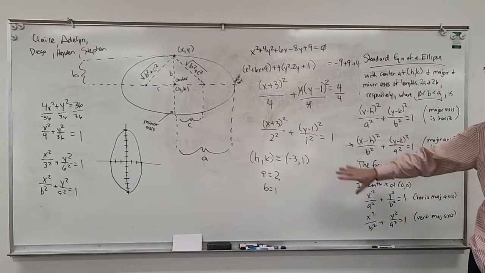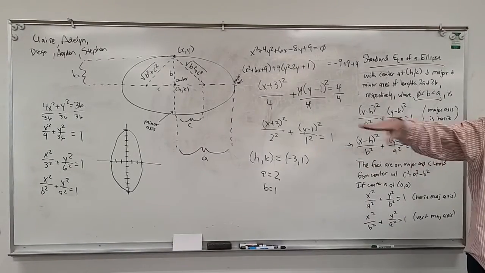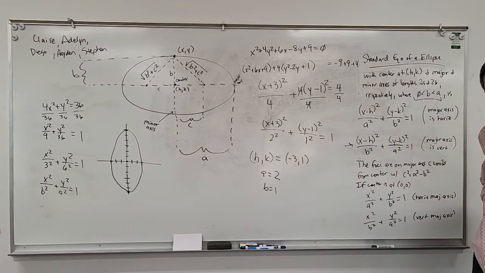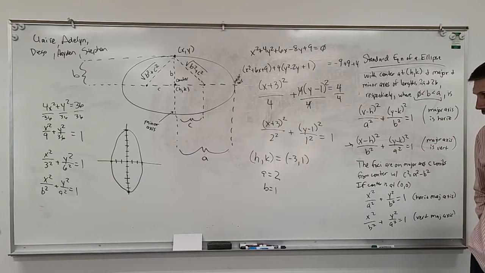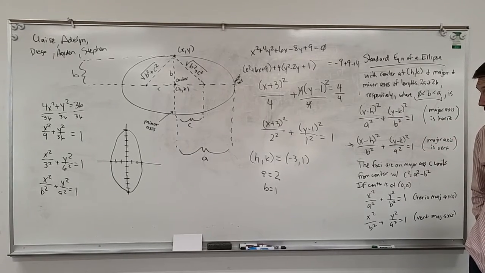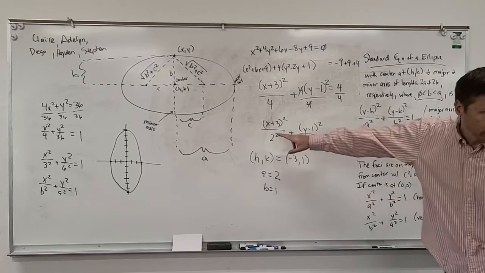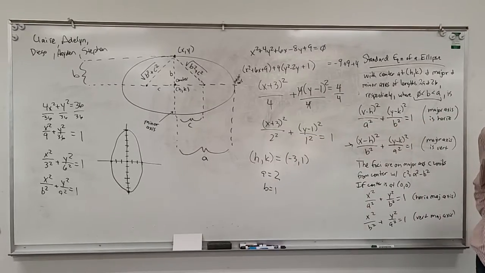Yeah, I should have told you though. Is this going to have a major axis that's horizontal or vertical? Horizontal. It's horizontal because the bigger number is under the X. That's how we know it's horizontal.